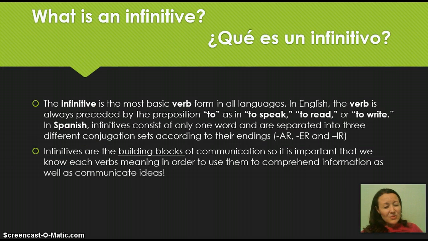Empezamos con, ¿qué es un infinitivo? What is an infinitive exactly? The infinitive is the most basic form of a verb in all languages. In English, it is always preceded by the preposition to. For example, to speak, to read, to write, etc. In Español, we know that an infinitive consists of one single word. We know that there are three categories of verbs. They are AR, ER, and IR endings.